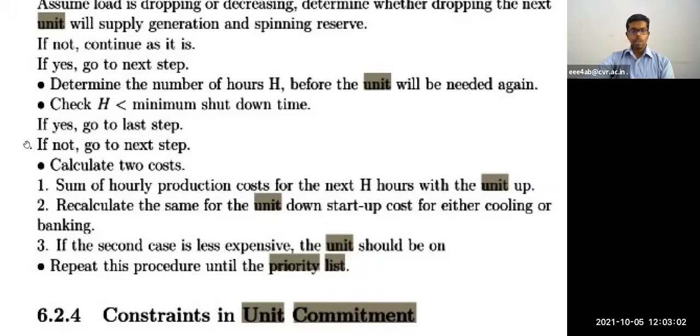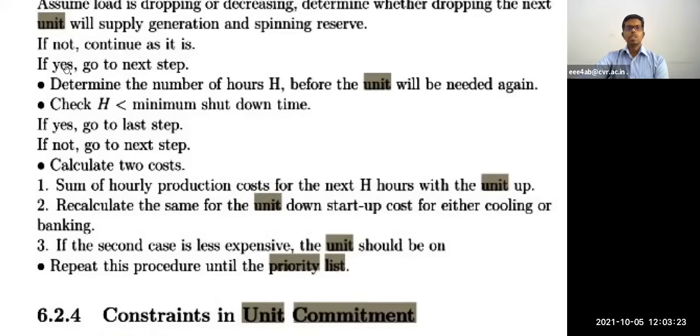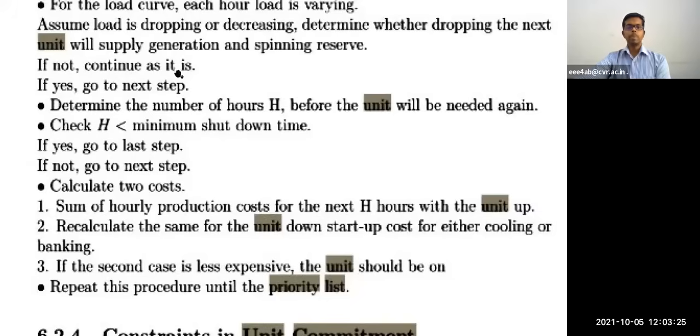If not, again you need to calculate this two cost. You need to sum the hourly production cost for the next H hours with the unit up, and recalculate the same for the unit down startup cost for either cooling or banking. So these two steps you need to continue. This is the algorithm for the unit commitment problem using the priority list method.